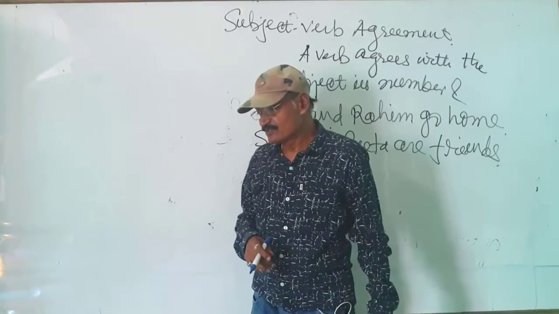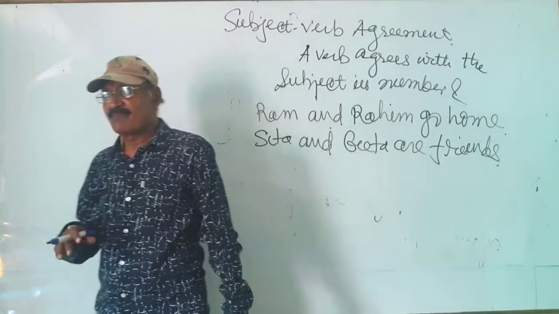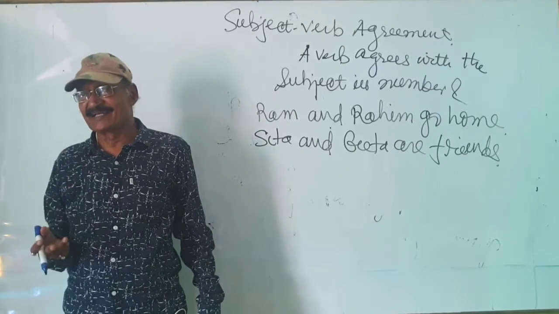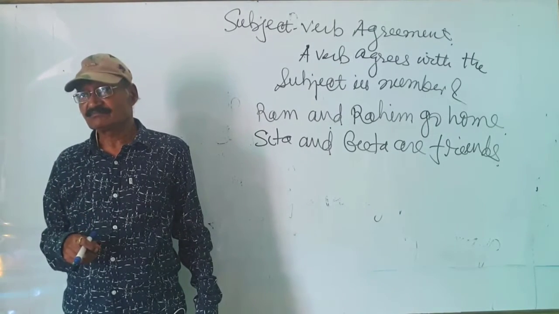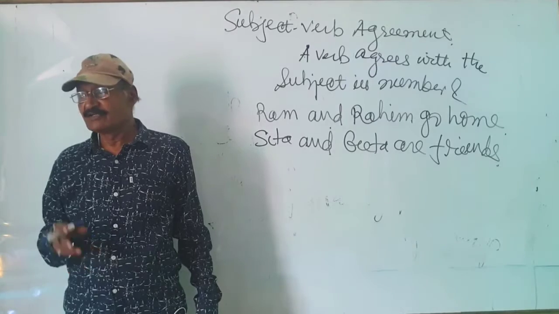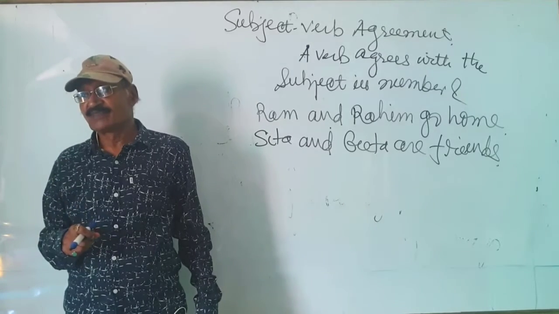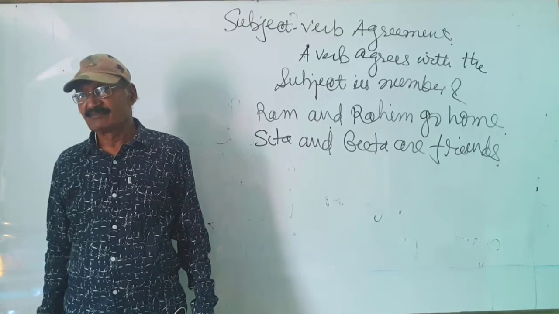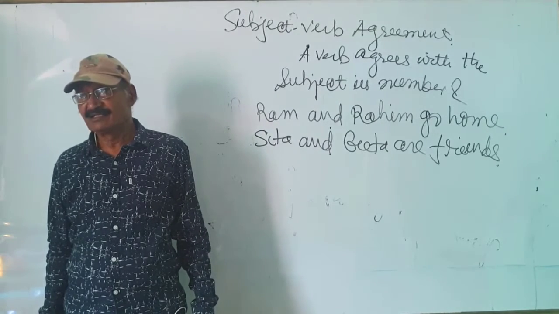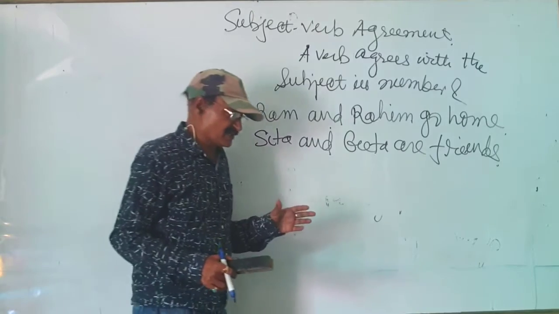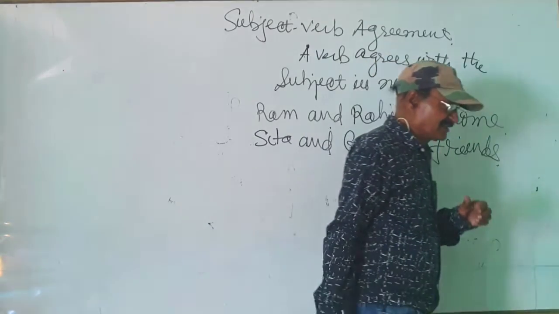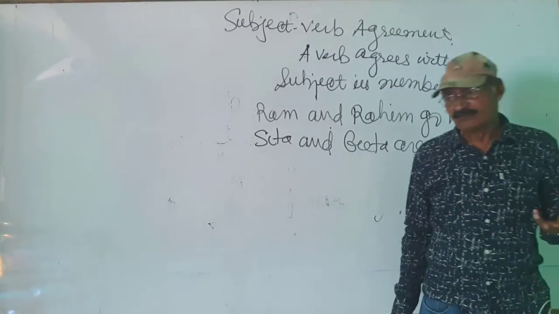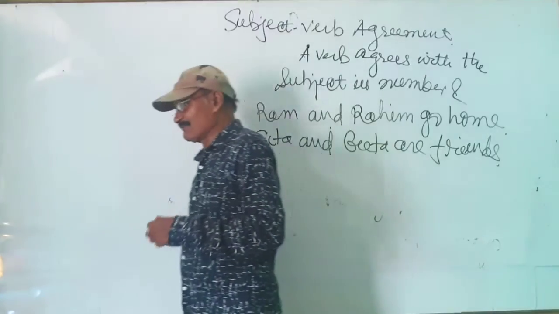What do we have to use? Plural verb. Ram and Shyam, Ram and Karim go home. You cannot say "goes home", because there is "and" between both of them. Did you understand the point? So whenever two different subjects are used with "and", we would like to use the plural.